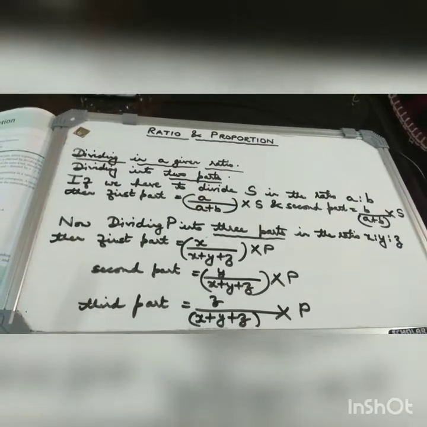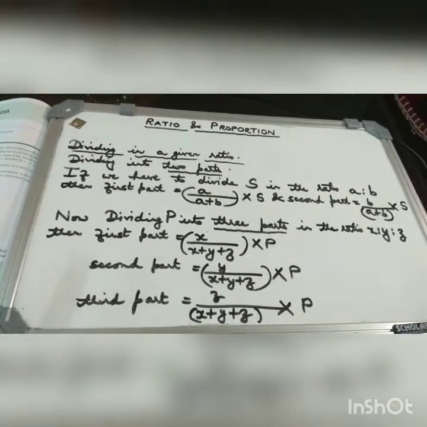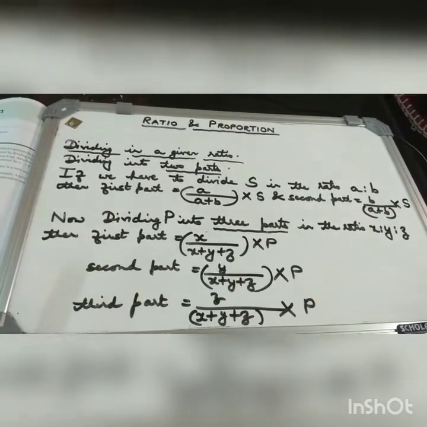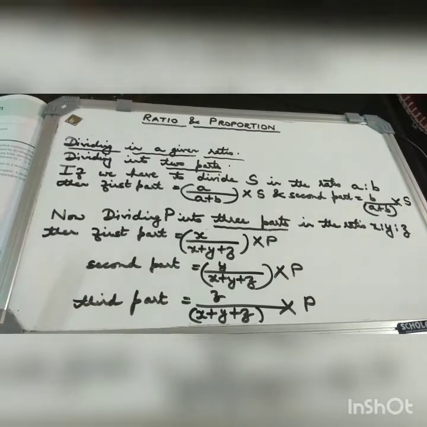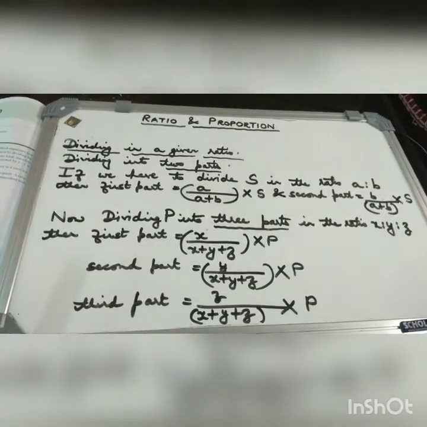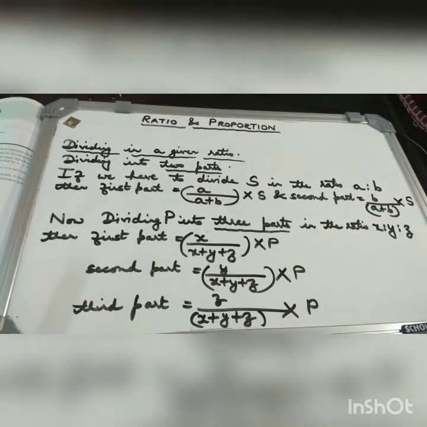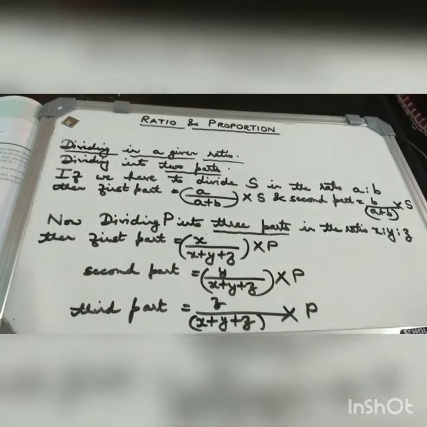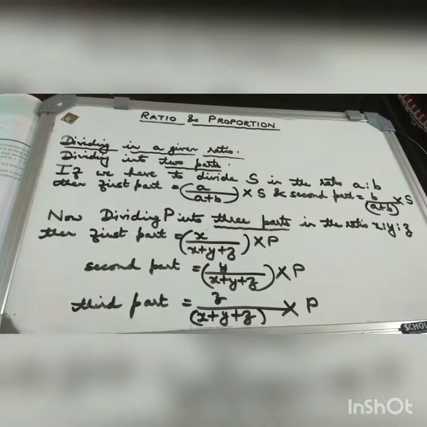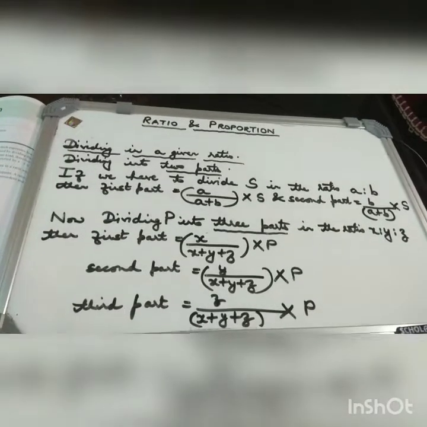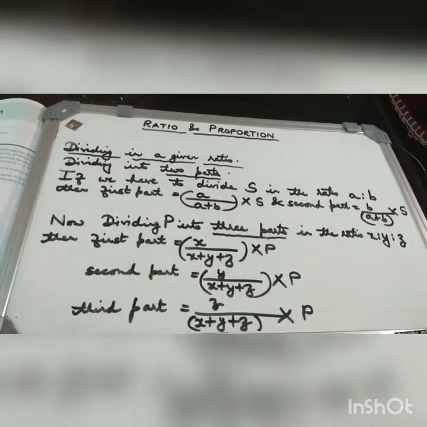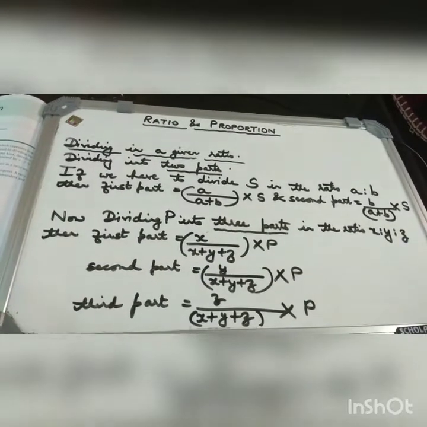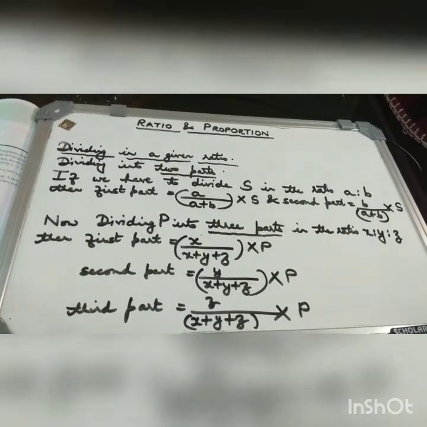Now, children, we are going to learn dividing in a given ratio. This is again a very important topic in ratio, that is how to divide in equal parts or in two parts or in given ratio. How do we do that? We have to learn the method. The method is given by a set formula.